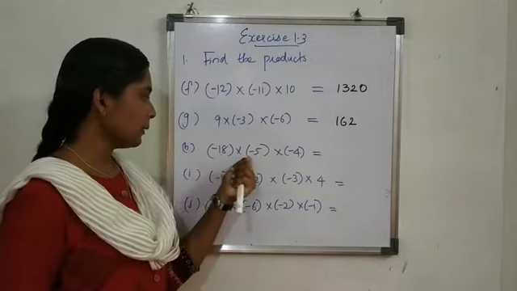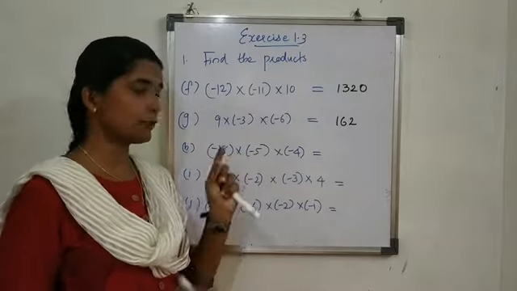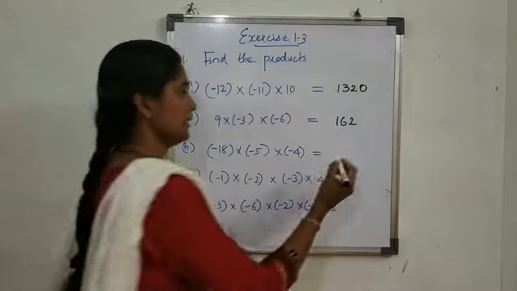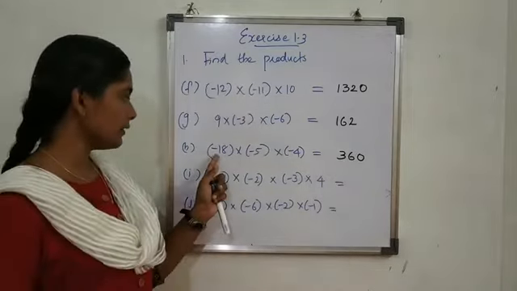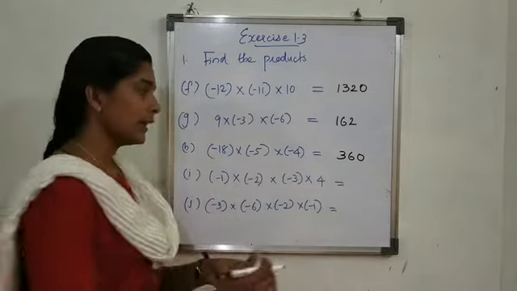Minus 18, minus 5, minus 4. Here 3 negative integers are there. First you multiply 18 into 5 into 4. That is 360. Then for the sign, how many negative integers? 1, 2, 3. That is an odd number. Therefore, the answer is negative.